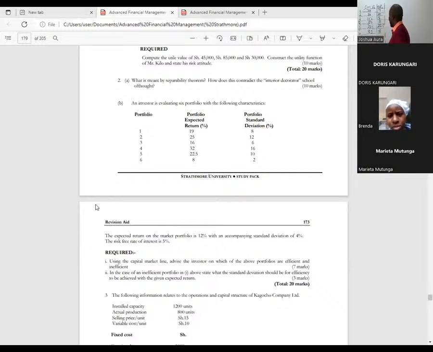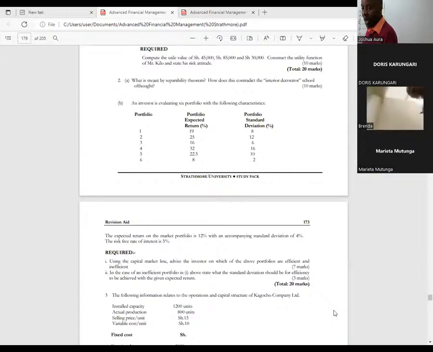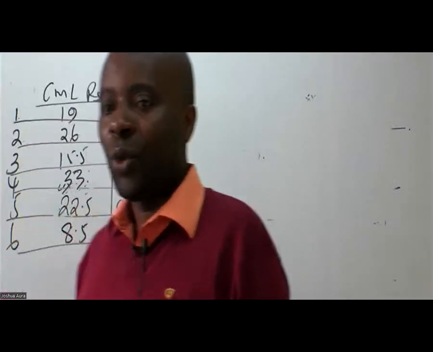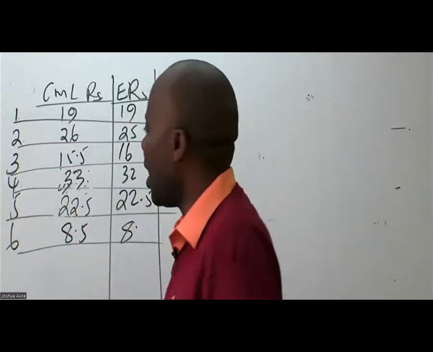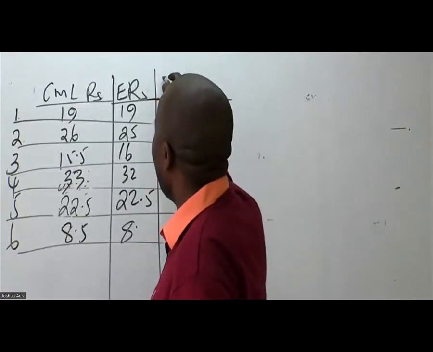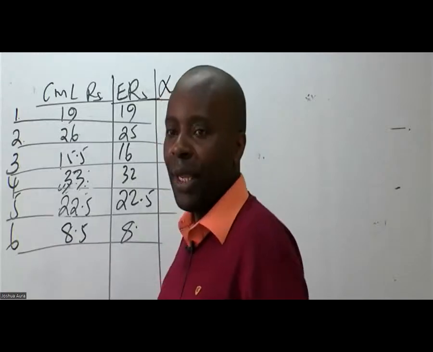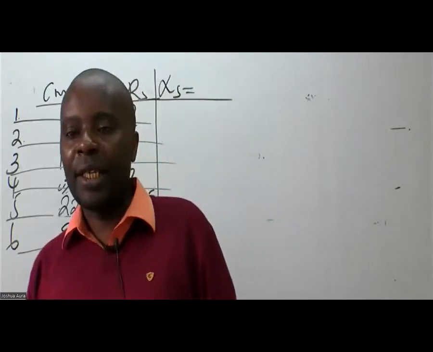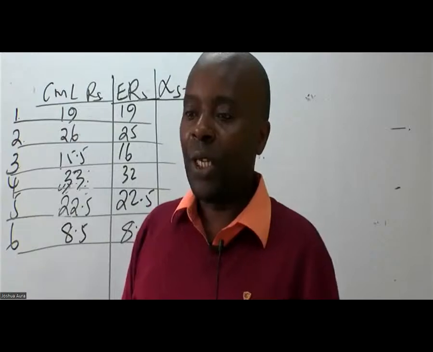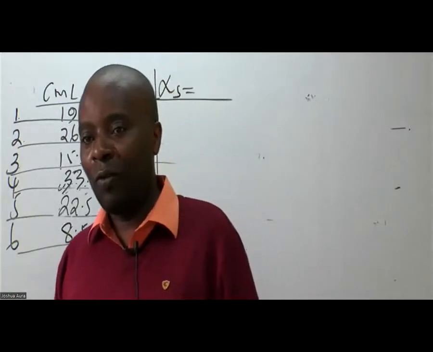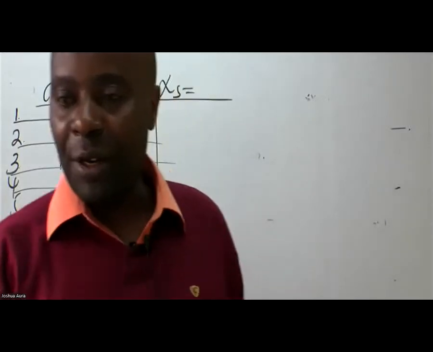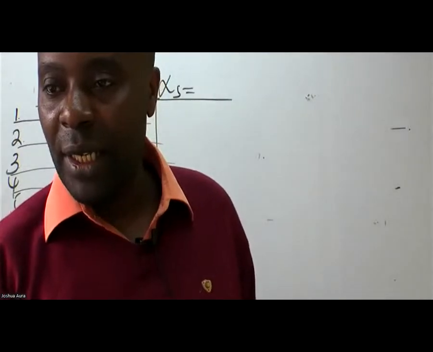Now, ladies and gentlemen, the moment I've got those two parameters, I now need to come and check the performance. So how do we check the performance? In this case, I would want to come here and calculate the Jensen's alpha values. Is there somebody who can remind us the formula of Jensen's?